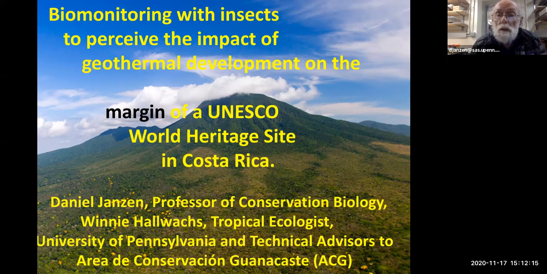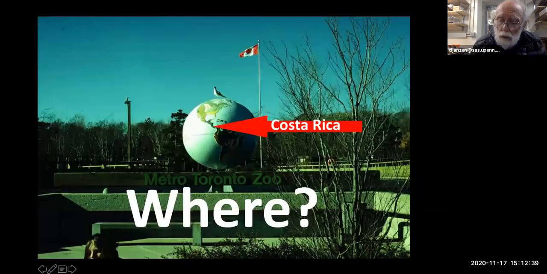Impact is that of a geothermal site, which we're gonna talk about in detail. So it's biomonitoring to perceive the impact of. This is not about endangered species or something like that. This is making use of the insects to understand what is the impact of this development project in an original forest, like the one you're seeing here. Whoops, sorry. Let me go back here.